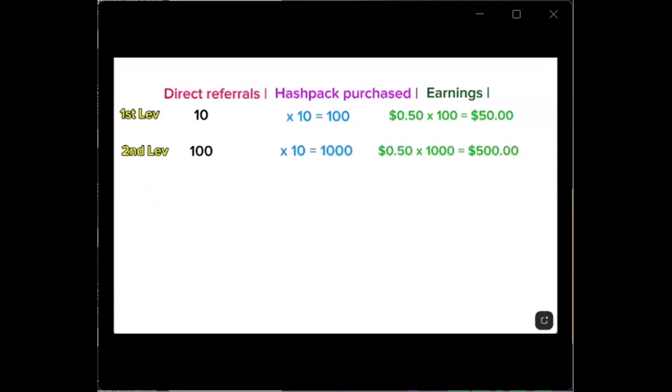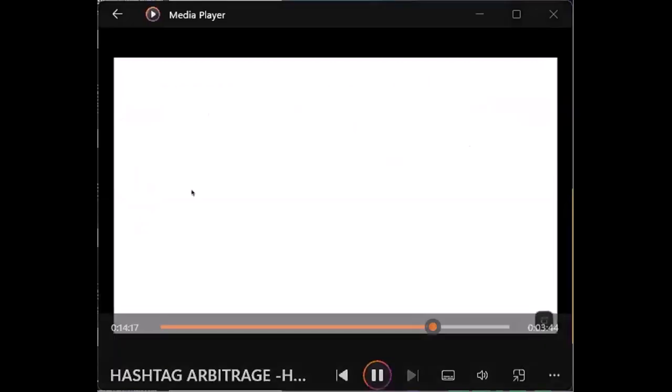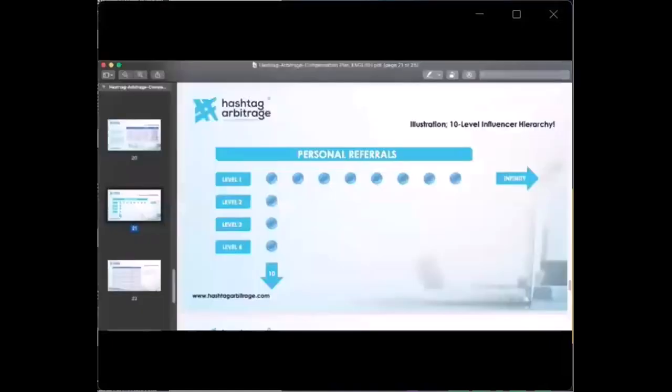Guys, are you seeing what I'm seeing here? These are real numbers. Do you all see the power inside the 10-level influencer hierarchy system? This system allows you to grow your earnings not just through your own efforts, but through the efforts of your team. You can potentially make substantial earnings with just a few people duplicating this process, and will go deep through 10 levels. But that's not all. All right, there is more.